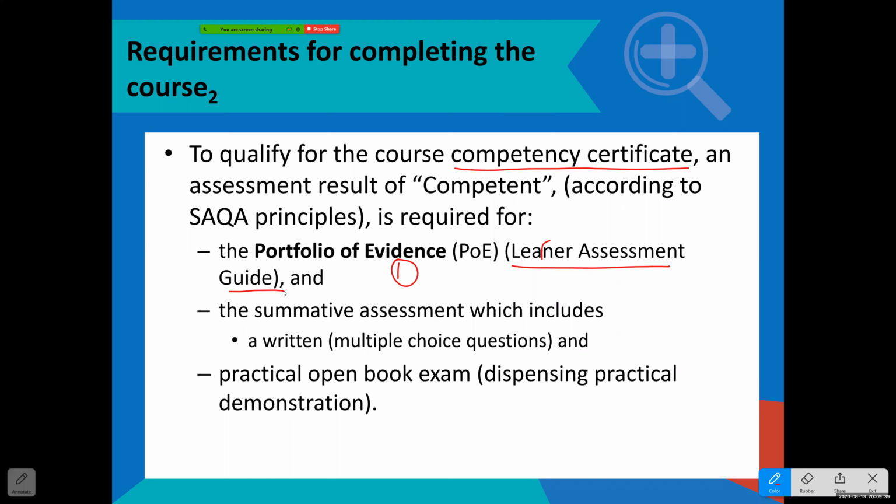And then number two is your summative assessment, which is a multiple choice question. And then number three is your final practical exam. And we do these things in sequence, right? You do your portfolio of evidence, you do your summative assessment. If you pass, then we book you for your open book practical exam. And once you have done that, then we have the confidence that you are ready to be certified competent, and we can defend your clinical practice even in public. So that is quite important.